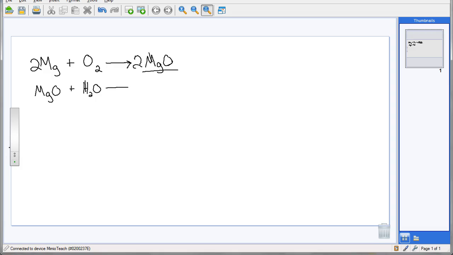And we're going to get a product. Now, this one I'm not going to tell you the product for, but what I want you to think about is what makes something a base. And we've discussed this before. A base is a hydrogen acceptor. Okay? And one of the major types of hydrogen acceptors is hydroxide.